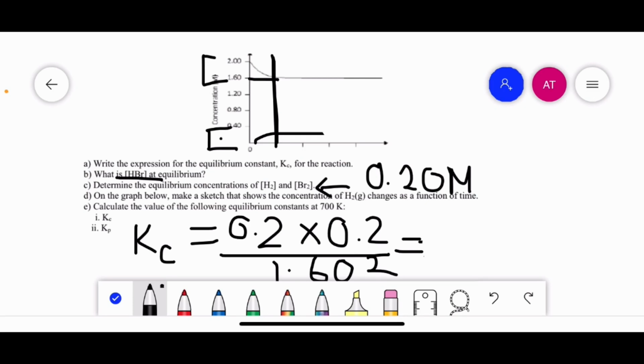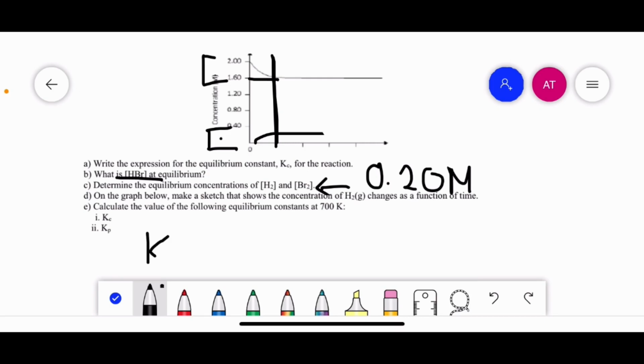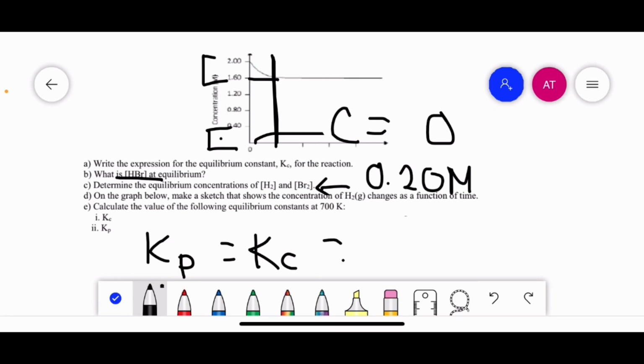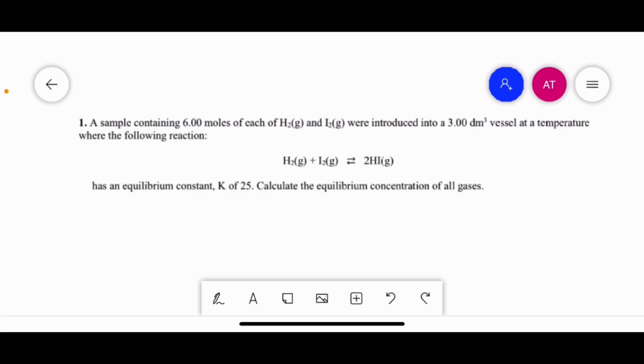Kc is equal to the concentration of H2 times the concentration of Br2 over the concentration of HBr squared, because the coefficient of HBr is 2. So if we simplify that, we get 0.016. Now they want us to find Kp, and Kp is equal to Kc times RT to the power of the change in number of moles. Finding C out, we got it to be minus 2x for HBr and plus x for H2 and plus x for Br2. If we add all of these up, we get it to be 0. So the change in number of moles is 0. Kp will be equal to Kc, which will be equal to 0.016. Give you guys a bit to solve this question.